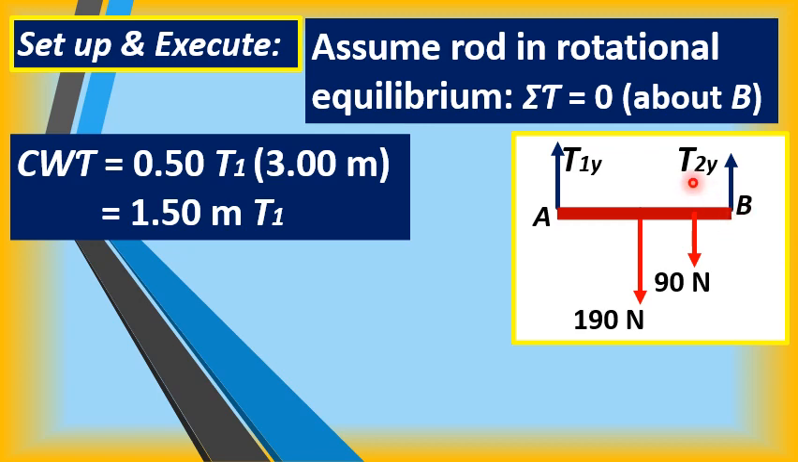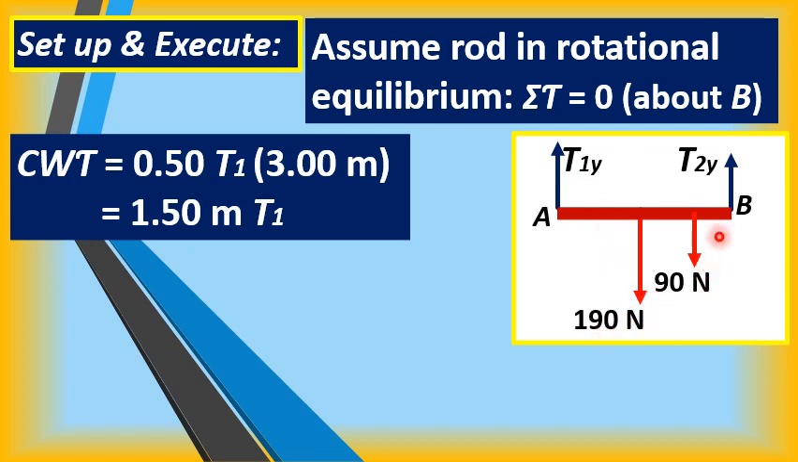The problem with T sub 2y, which is actually the vertical component of T sub 2, is that we don't know yet the magnitude of T sub 2, and we don't know the angle theta that it makes with horizontal. So we will be dealing with two variables, and that will pose a problem. So that would mean now I will only consider the forces T sub 1y, the 190 newtons, and the 90 newton forces.